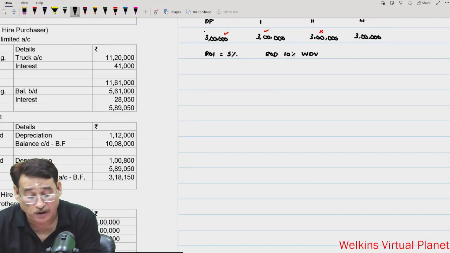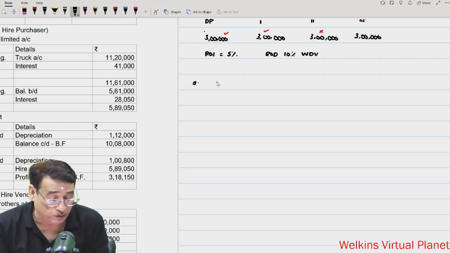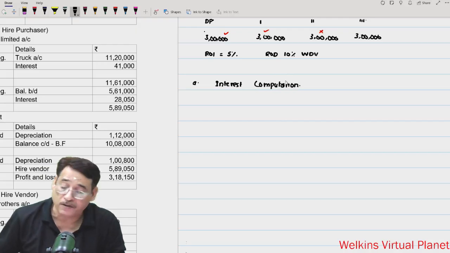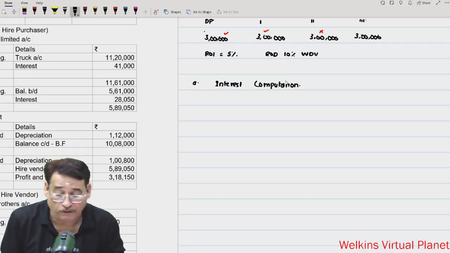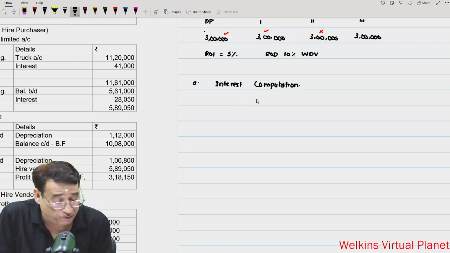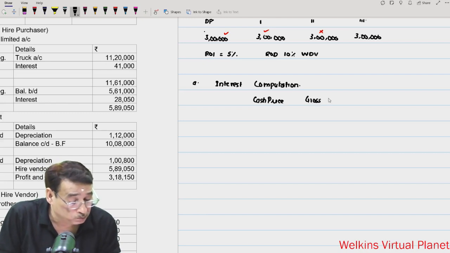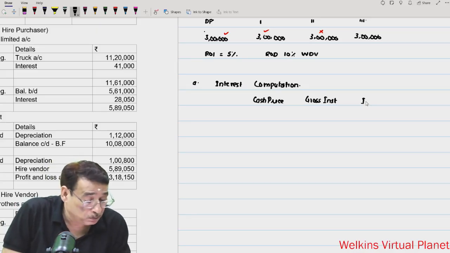So, in order to solve this particular question, first of all, as usual, I will have to do the interest computations. Now, in this question, we have the cash price, we have the rate of interest, and we have the gross installment. So we can use the first case itself of computation of interest. In the first case, if you remember, we write first of all cash price, then we write gross installment, and then we write interest, and then we write cash price portion.